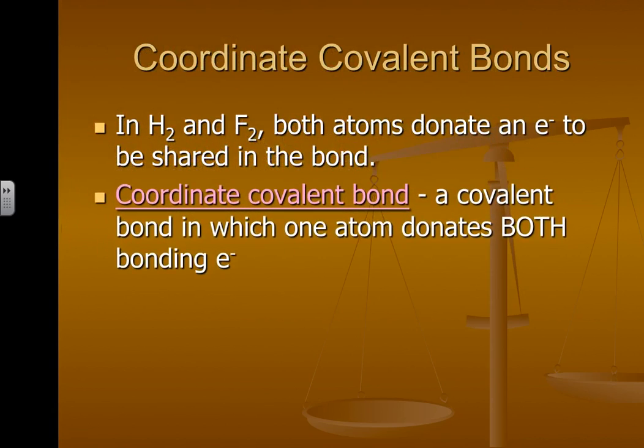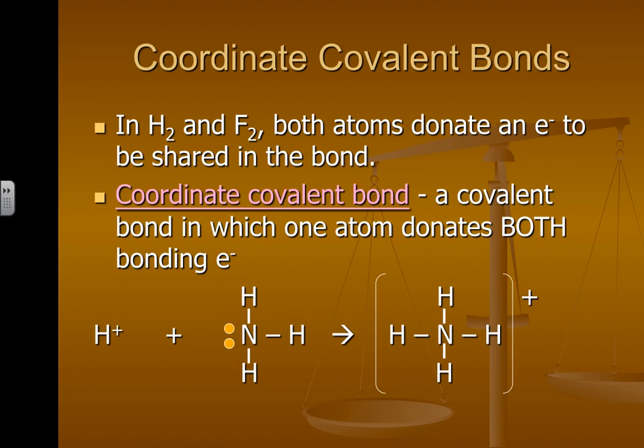Well, a coordinate covalent bond is a bond in which both of the electrons for the bond are actually donated by just one atom. An example of this would be if I wanted to bond a hydrogen ion with the ammonia molecule here. That would form this polyatomic compound, which you know is called ammonium. Very good. So notice here that the hydrogen has nothing to donate. It has no electrons at all. And the nitrogen has actually 2 electrons that it can donate to the bond.